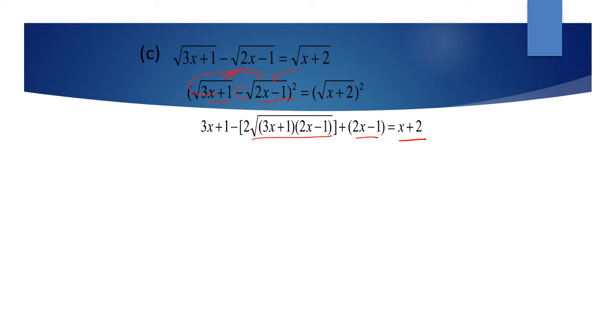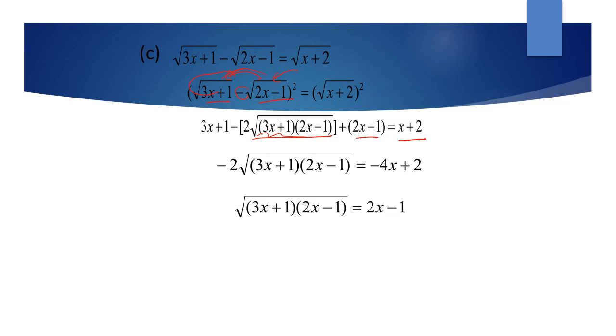And then what we should do, we have to make sure we have only one surd. This surd will be on one side and the others will be on the right side. So rearrange everything. So we have negative 2 surd of 3x plus 1 multiplied with 2x minus 1 equal to negative 4x plus 2. So we can divide negative 2 on each side. So we are left with surd of 3x plus 1 multiplied with 2x minus 1 equal to this one, which will be 2x minus 1.